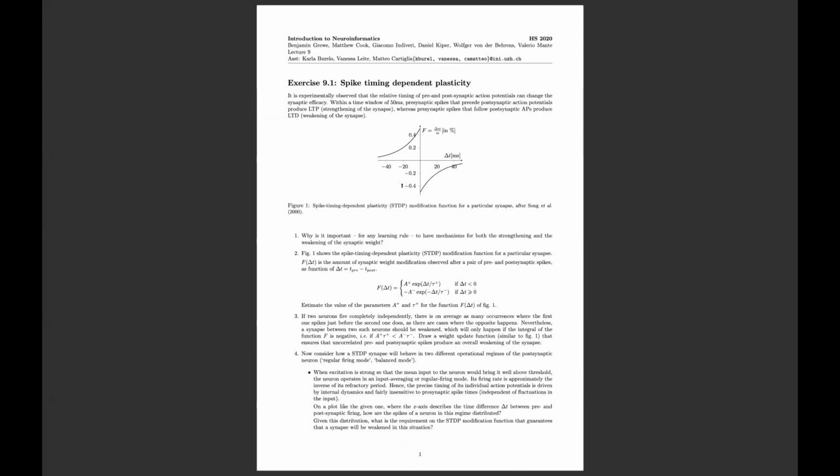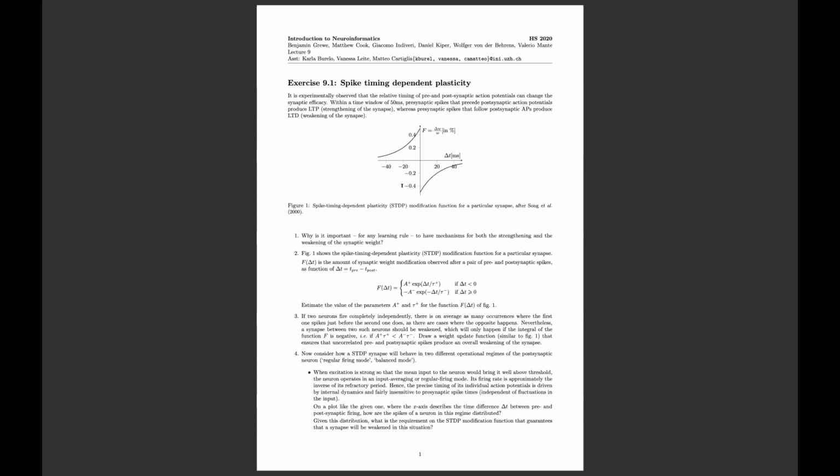Okay, so now consider how an STDP synapse will behave in two different operational regimes of the postsynaptic neuron: regular firing mode and balanced mode. When excitation is strong, so that the mean input of the neuron would bring it well above threshold, the neuron operates in an input averaging or regular firing mode. Its firing rate is approximately the inverse of its refractory period. Hence, the precise timing of its individual action potentials is driven by internal dynamics and fairly insensitive to presynaptic spike times. On a plot like the given one, where the x-axis describes time difference between pre and postsynaptic firing, how are the spikes of a neuron in this regime distributed?